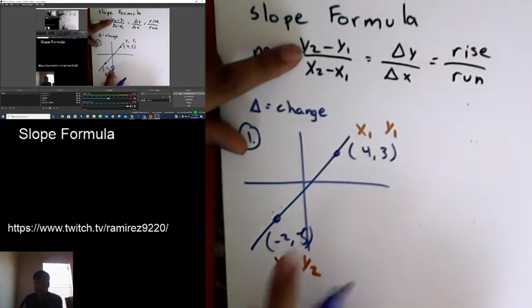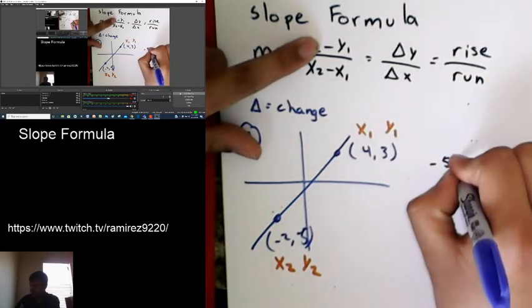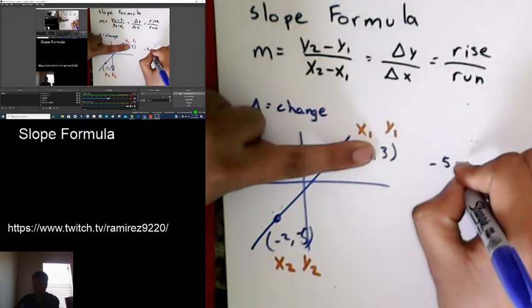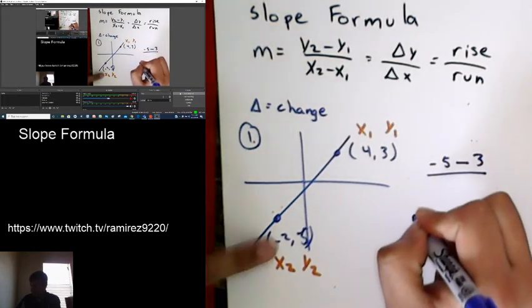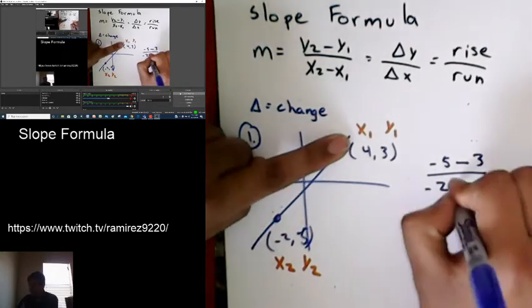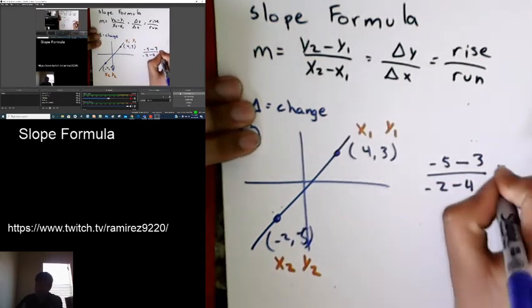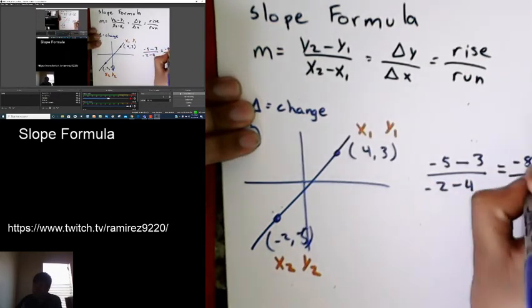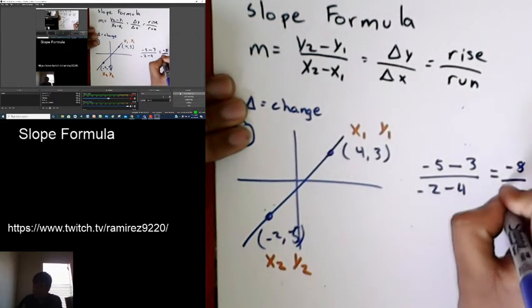y2 right now is -5, so I'm just going to come here and put -5, minus y1. y1 is 3, so I just put a 3. x2 is -2, so I just put here a -2. x1 is 4, so minus 4. -5 minus 3, that's -8. -2 minus 4, that's -6.